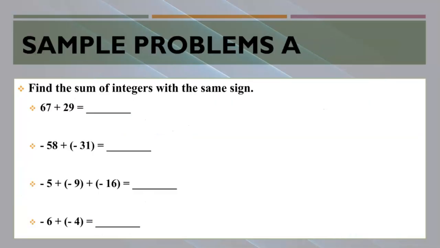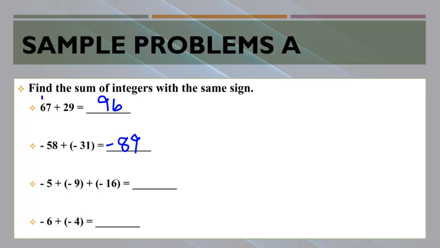Sample problem A says find the sum of the integers with the same sign. So here, 67 plus 29, you're just combining them, adding them both with the same sign. So 7 plus 9 is 16. Carry the 1. 1 plus 6 is 7. 7 plus 2 is 9. So this will give us 96. This next one, they're both negative, so I'm just going to add the two numbers. So 58 plus 31. 8 plus 1 is 9. 5 plus 3 is 8. Since they're both negative, my answer is negative.